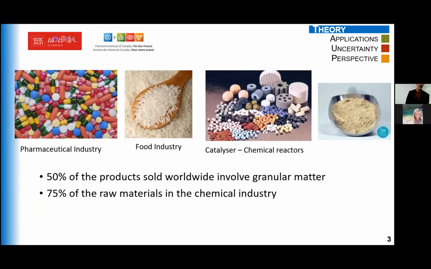So, powder is everywhere and granular matter is everywhere. 50% of the products sold worldwide involve granular matter at one point or another in the process. And 75% of the raw materials in the chemical industry come in the form of powder. This can take many forms and many shapes, but it's actually very important. So it's quite surprising that in a chemical engineering curriculum, we only learn about fluids, so gas and liquids, but we never really talk about granular material. But granular matter is everywhere, and it's ubiquitous to chemical processes.